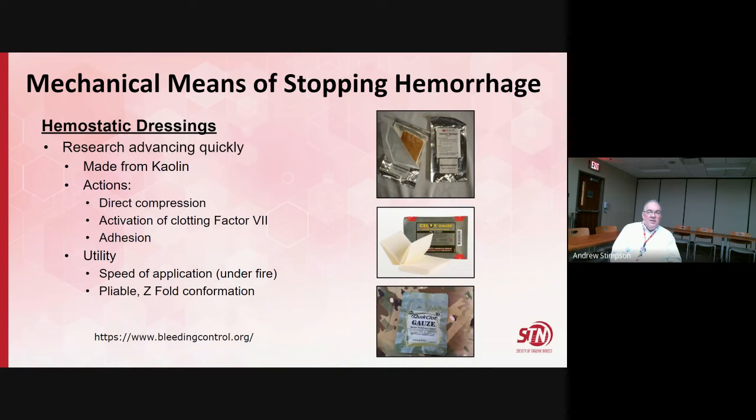Hemostatic dressings are also utilized. These look much like the 4x4s or gauze, but they've got a material in them that activates factor 7 and causes clotting and adhesion. Again, if you've been to Stop the Bleed, you'll see that some of these, it's called the Z-fold, just comes up, it picks up like an accordion. You can pack it into a wound if you have to, or you can lay it on top of a wound, but they're very useful in terms of helping stop hemorrhage.